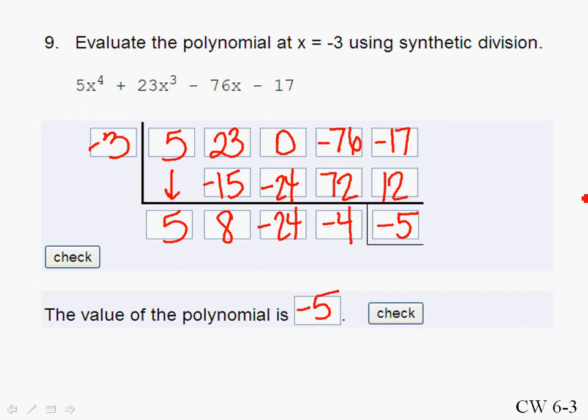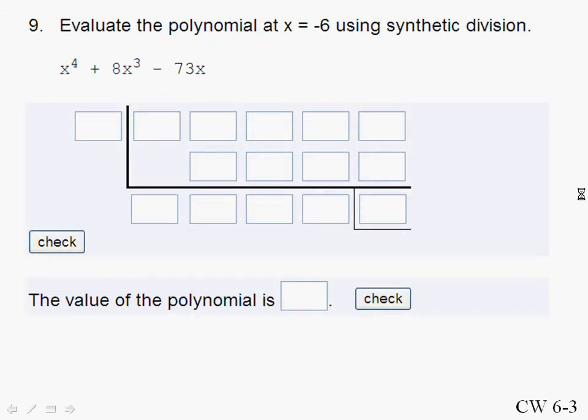Let's try one more. Number 9, evaluating at negative 6. We have 1 for a coefficient of x to the 4th, 8 for x cubed, 0 for x squared, negative 73 for x, and 0 for our constant. Carry down the first coefficient. Negative 6 times 1 is negative 6. Add down the column, we get 2.